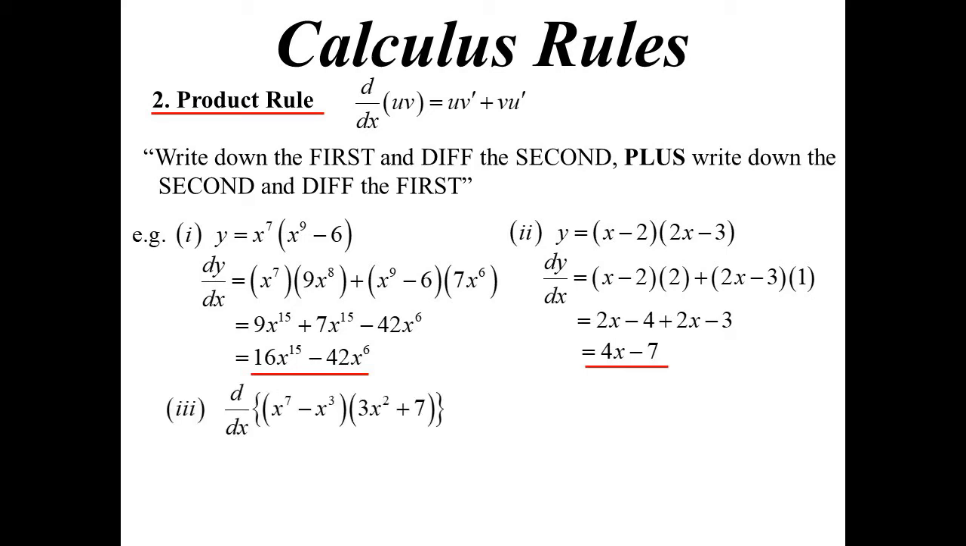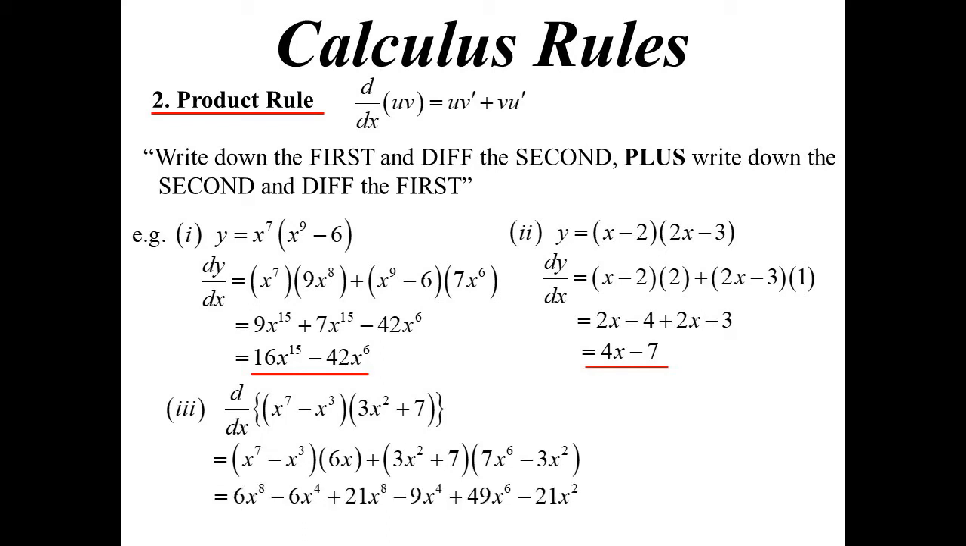Write down the first, diff the second, plus write down the second, diff the first. Write down the first, x to the 7 minus x cubed. Diff the second, 6x. Plus, write down the second, 3x squared plus 7. Diff the first, we get 7x to the 6 minus 3x squared. Expand that out, tidy it up, we have our derivative.